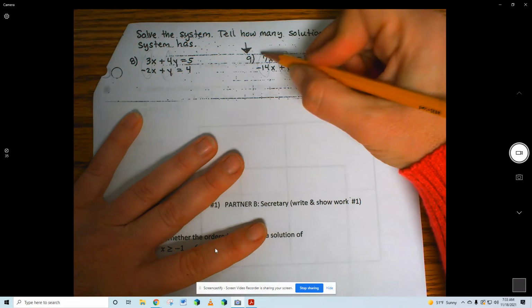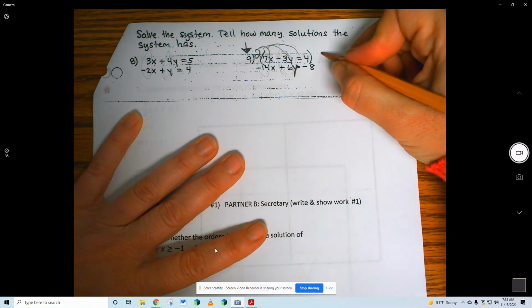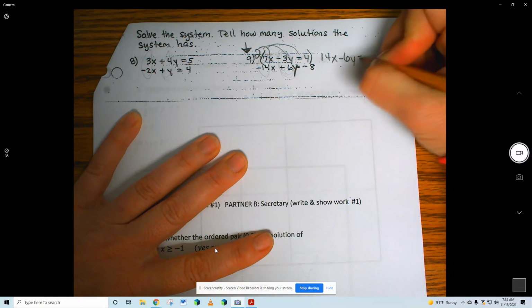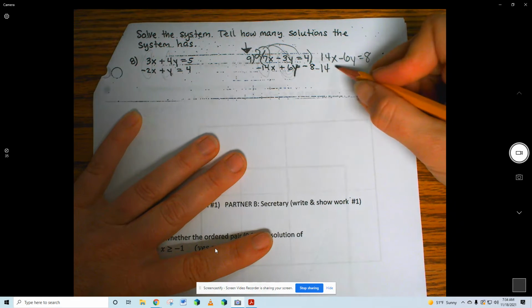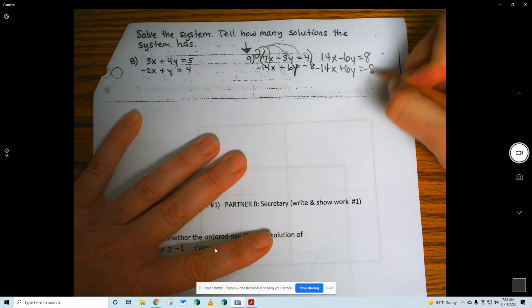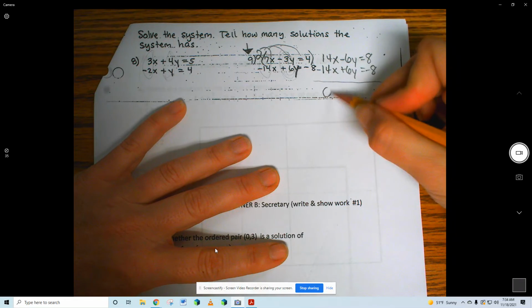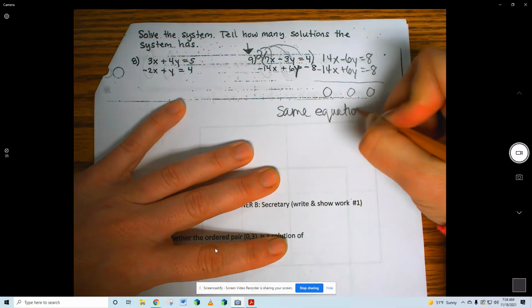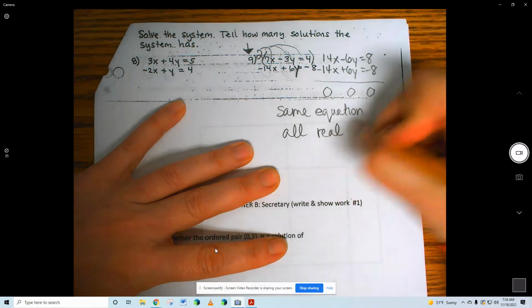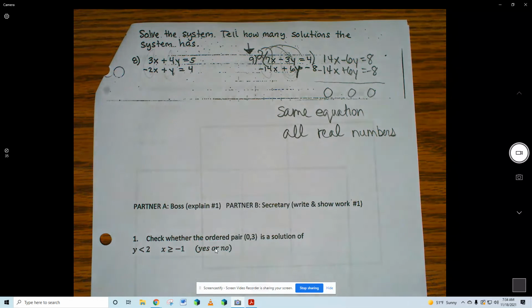Multiply the top equation by 2. 14x minus 6y equals 8. And then the second equation, I just rewrite. Negative 14x plus 6y equals negative 8. Ooh, this is so good. Everything cancels. This is the same equation. All real numbers. I could plug in any value for x and y, and it would work. It's the exact same equation. Same equation, all real numbers.